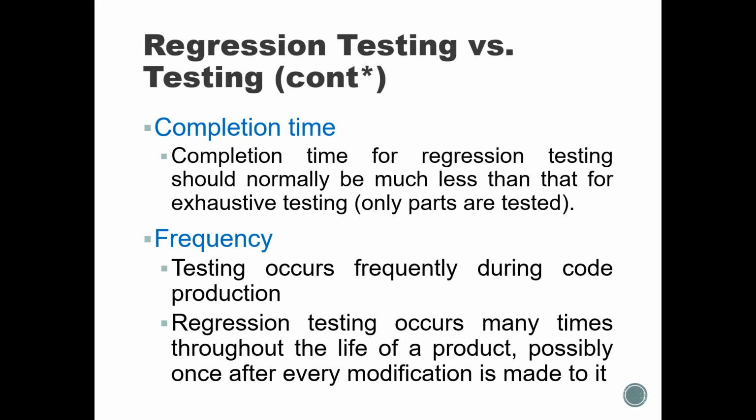Frequency is also another factor. Testing occurs frequently during code production. However, regression testing occurs many times throughout the life of a product. Like I told you, nowadays every product is built in an iterative approach. So you're going to see this regression testing happens throughout the life of a product, and possibly once after every modification is made.